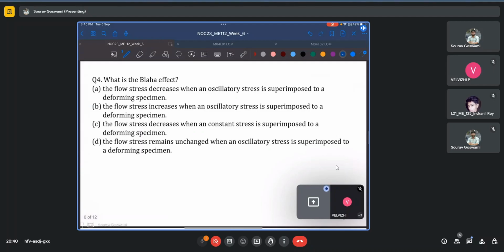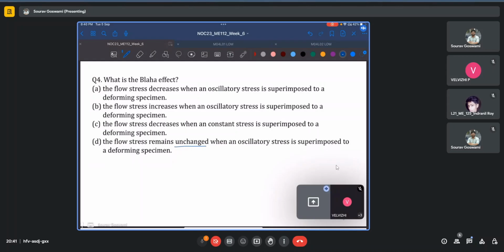Question 4 is asking us what is the Blaha effect. So there was a mention of the Blaha effect in one of the slides, and let us try to find out what exactly it is. So we'll go from the bottom to top. The flow stress remains unchanged when an oscillatory stress is superimposed to a deforming specimen. But if this were the case, then the application of any additional ultrasonic energy would be of no use.